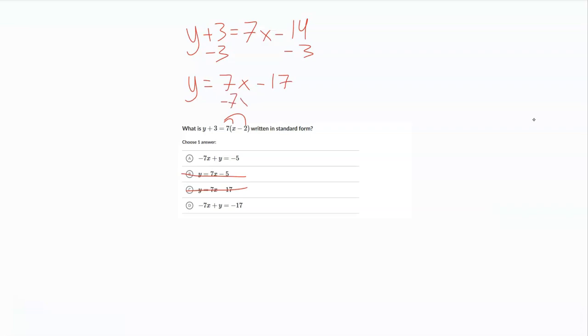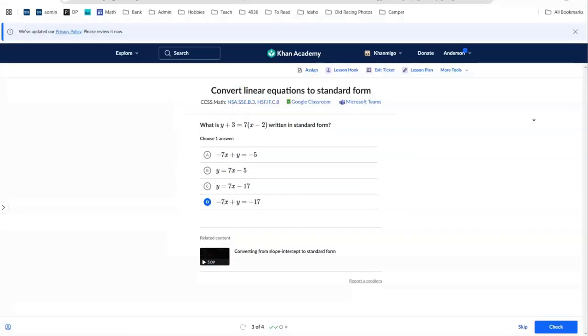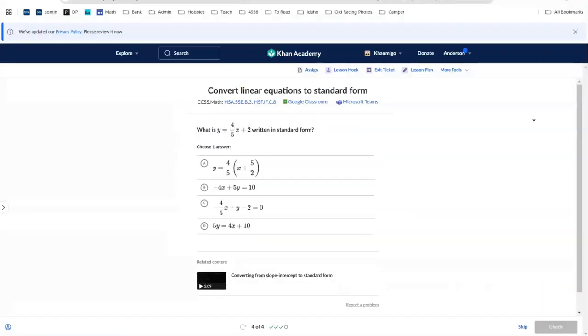And lastly, we're going to subtract 7x from both sides. So we get negative 7x plus y equals negative 17. And we can see the answer there is D. So the last one. Okay, I'll do one more.